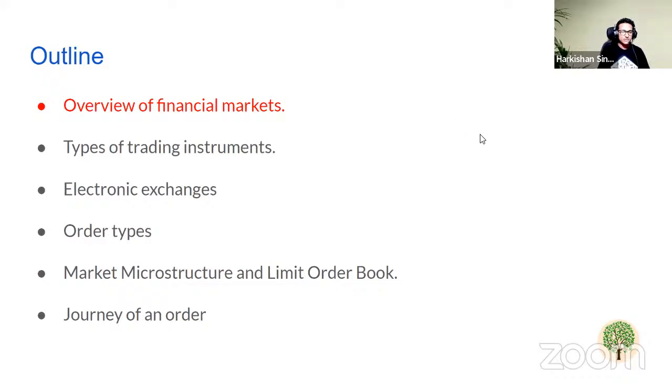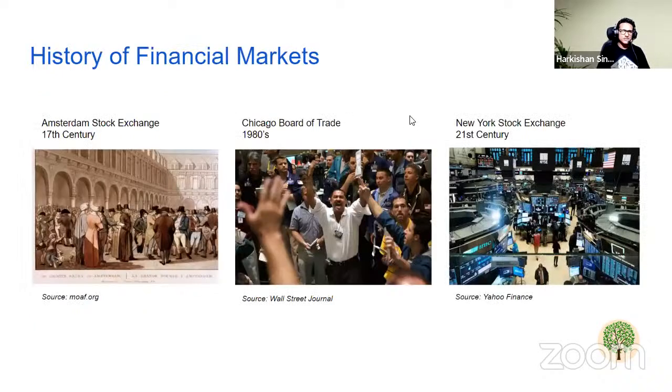Okay, first of all, this is the outline. We'll start with an overview of financial markets. We'll continue with explaining the types of trading instruments that are available. Then we'll see how electronic exchanges work, and what an electronic exchange is in the first place. Then we'll see the different order types that can be used, and then we'll see microstructure and the limit order book, a very important topic. Then we'll see the journey of an order, how an order goes from the time you enter it in a terminal to how it reaches the exchange. So the whole process.